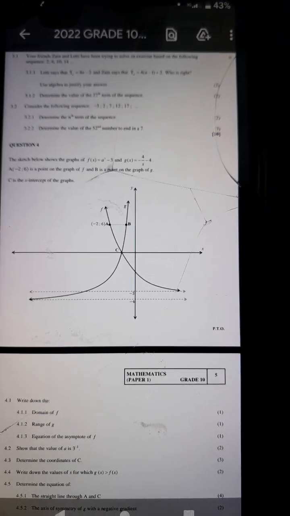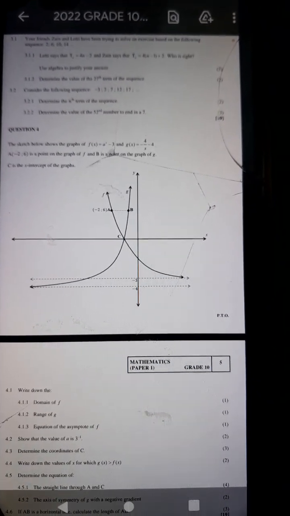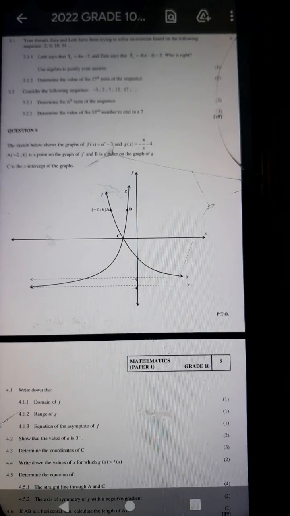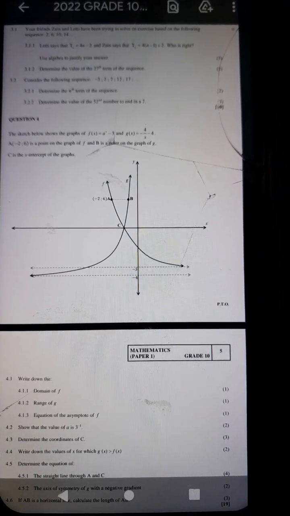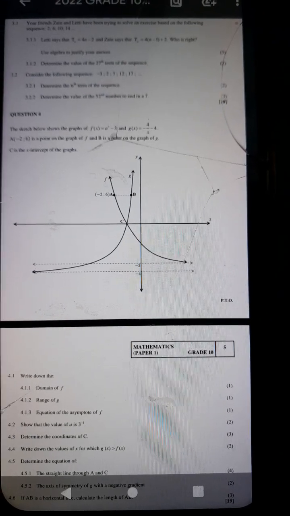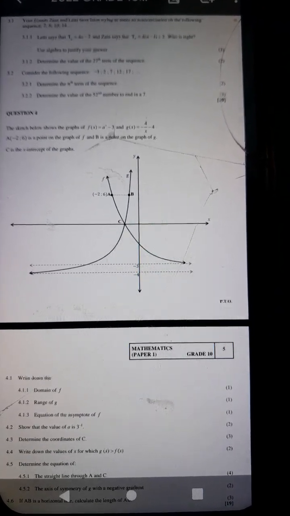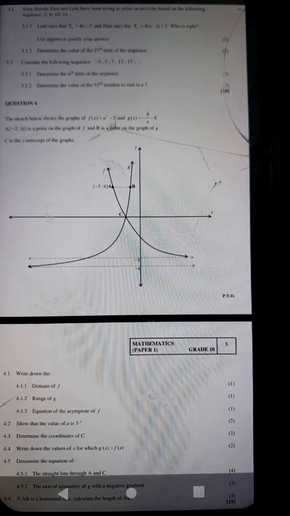Hi guys, in this video we will be looking at question 4, Mathematics Grade 10 Paper 1, November 2022, as we are revising functions.